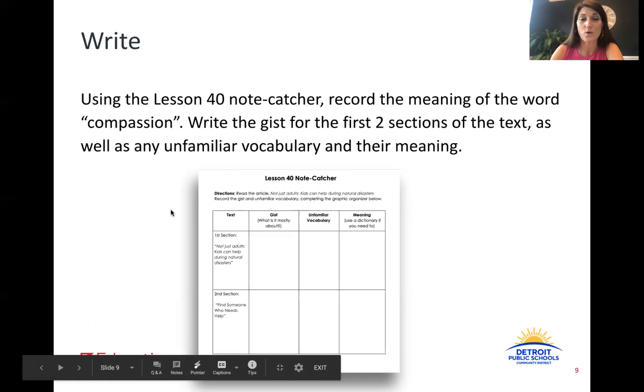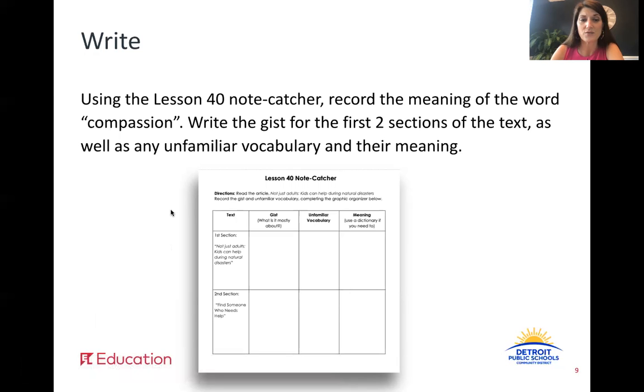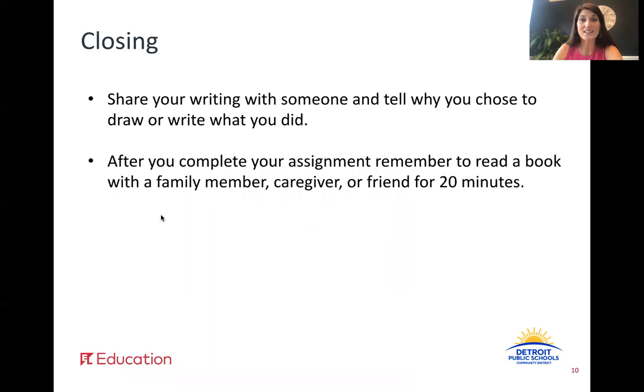It's got section 1, and then the second section, find someone who needs help. You're gonna write the gist, what that section is mostly about, unfamiliar vocabulary word, and the meaning. So you can use a dictionary if you need to. Do your very best work and come on back when you're ready. All right, so awesome job writing. I want you to share your writing with someone. Tell why you chose to write what you did.